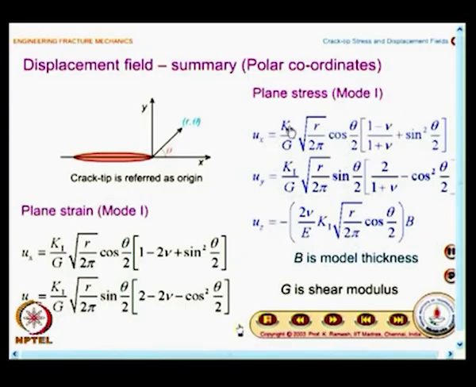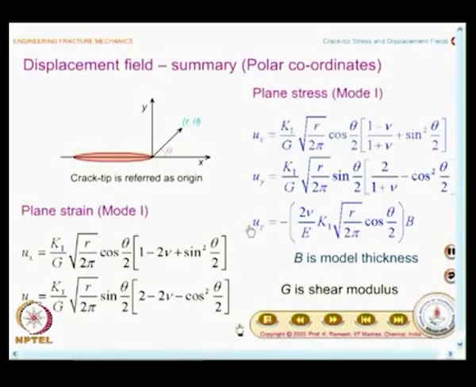So, u x is given as K1 by G root of r by 2 pi cos theta by 2 into 1 minus nu divided by 1 plus nu plus sin squared theta by 2, and u y equal to K1 by G root of r by 2 pi sin theta by 2 multiplied by 2 by 1 plus nu minus cos squared theta by 2. And when I come to u z, I have this as minus of 2 nu divided by E into K1 root of r by 2 pi cos theta by 2 multiplied by b.